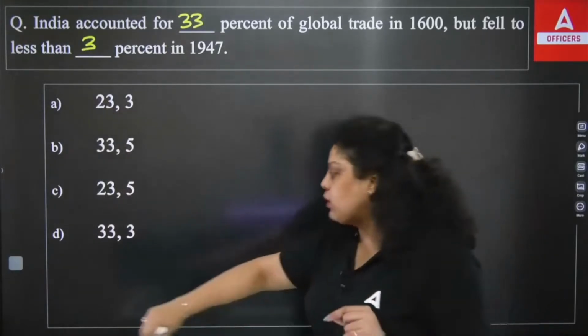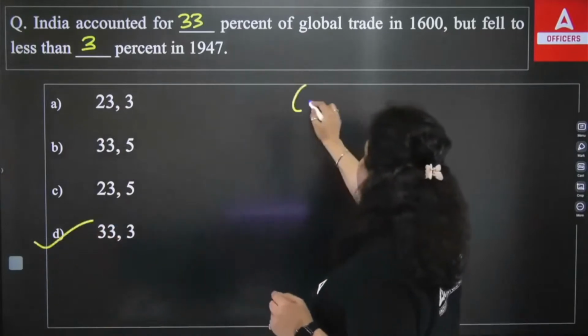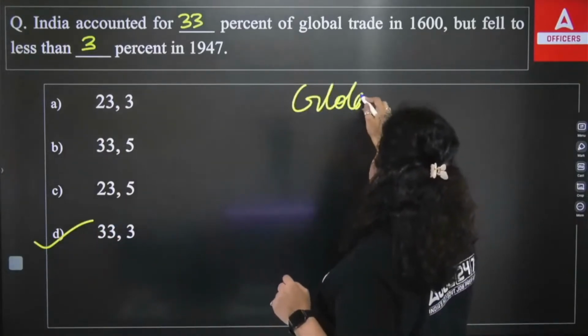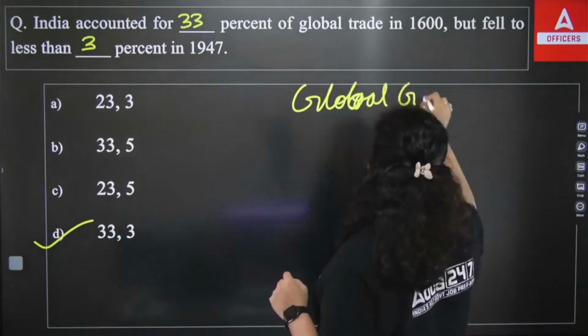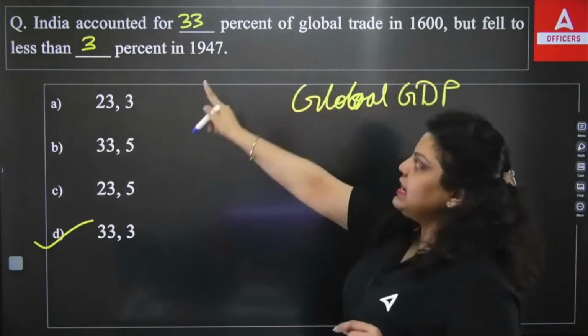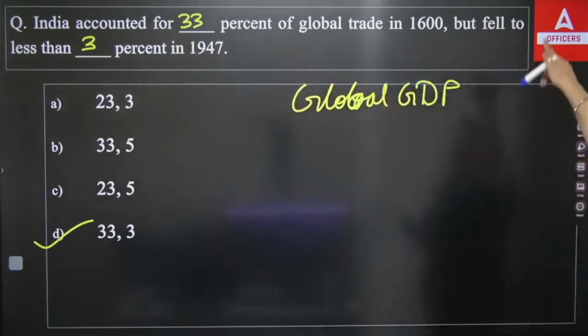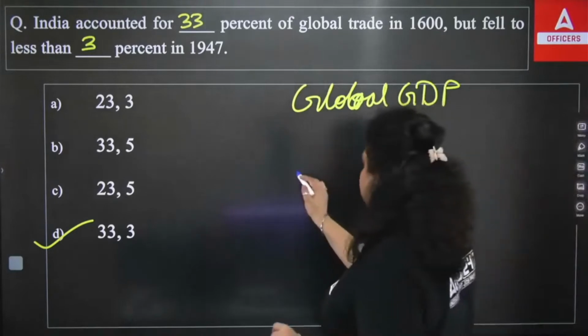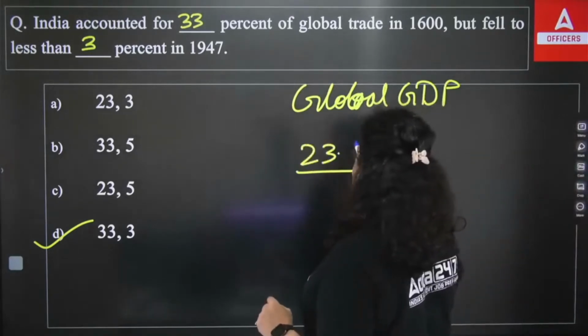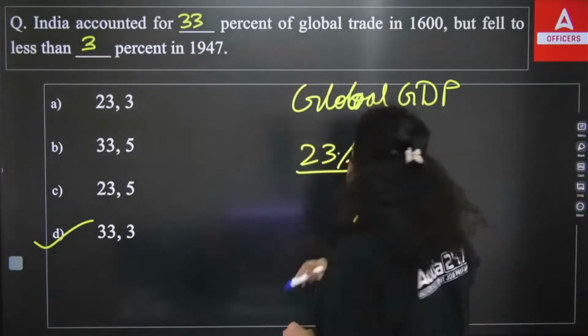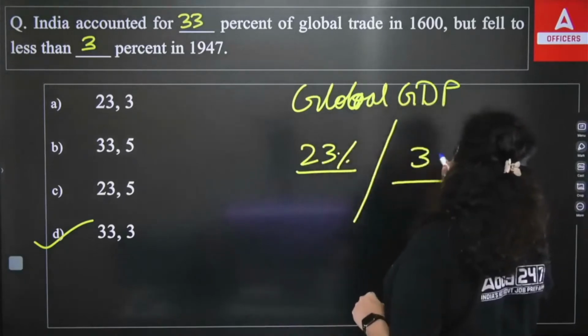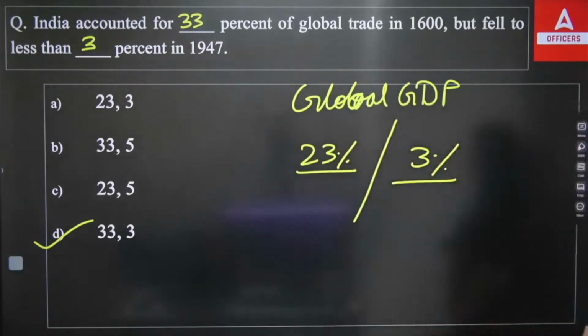And the same thing I want to tell you here about the global GDP. So the question will be the same. India accounted for dash % of global GDP in 1600 AD but fell to less than dash % in 1947. So the first dash will have 23% at the time of 1600 AD and at the time of 1947 it was 3%. So do remember these two values.